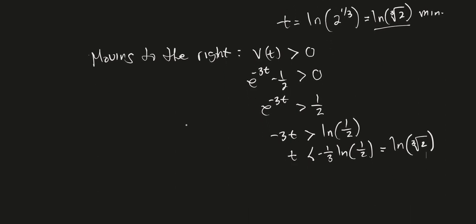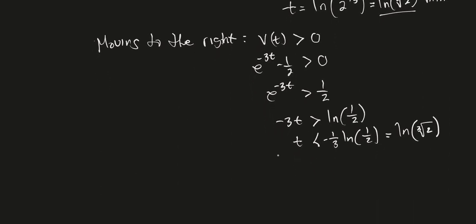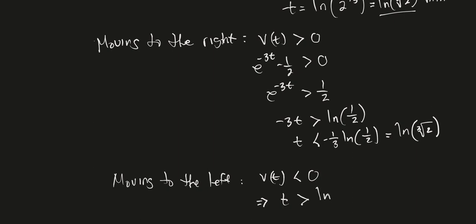Now, I'll draw the number line in a second, but if we wanted to figure out when the object is moving to the left, then your velocity would have to be negative. It's pretty much the same setup, but the inequality would again get flipped because of this step. It's the same exact steps, but we end up with a different direction. So this implies that t would have to be greater than the ln of the cube root of 2.